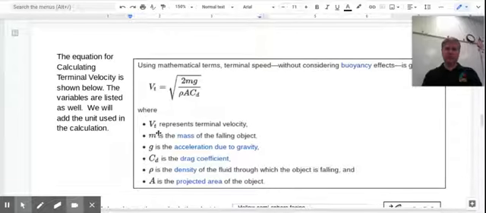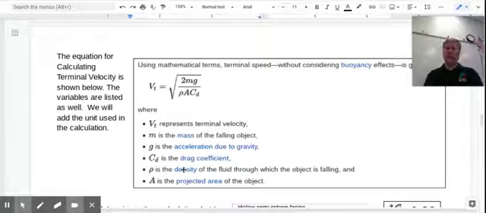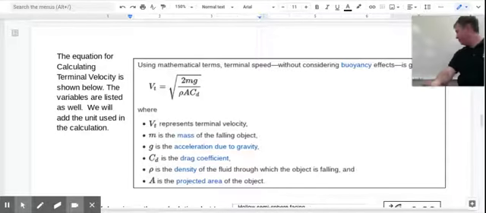Our mass is going to be in kilograms. Our gravity is going to be meters per second squared. Okay, so using gravity. And then coefficient of drag, unitless, no units there. Density. Now, density is going to be an interesting one. I should have looked this up ahead of time. So I believe our density in what we have here is going to be in kilograms per meter cubed. So in my board back here, I'll write this out.